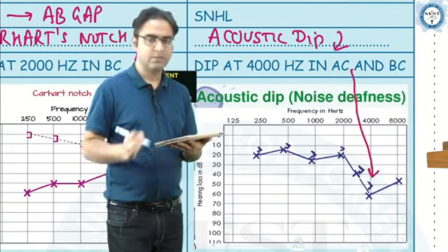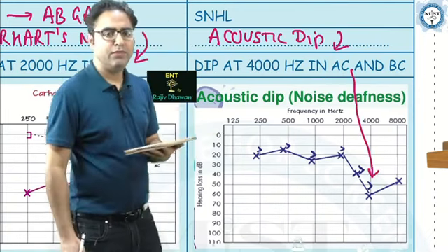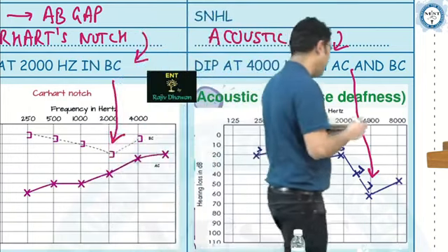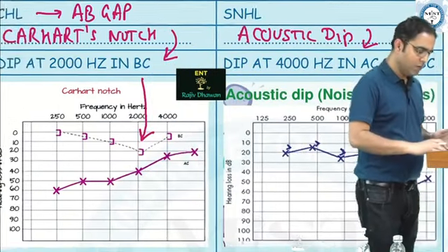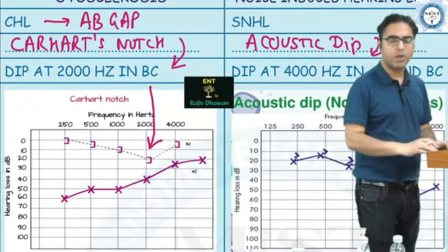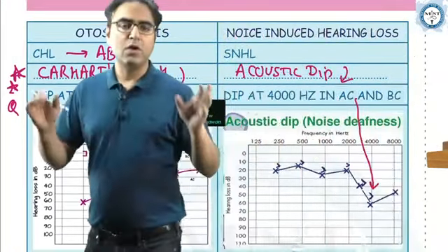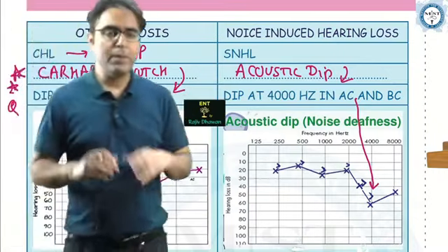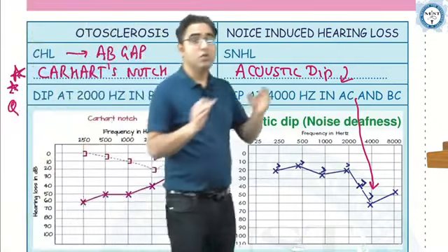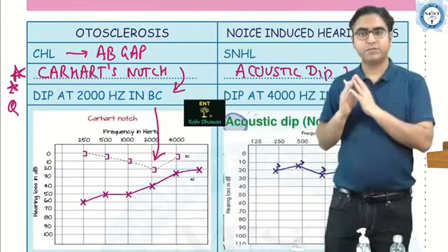This one. Am I clear, beta? Fine. A dip at 4000 Hz in AC and BC. This is called the acoustic dip. Two special dips in audiometry. Let us revise them. Two special dips in audiometry. One dip in otosclerosis, other dip in noise-induced hearing loss.